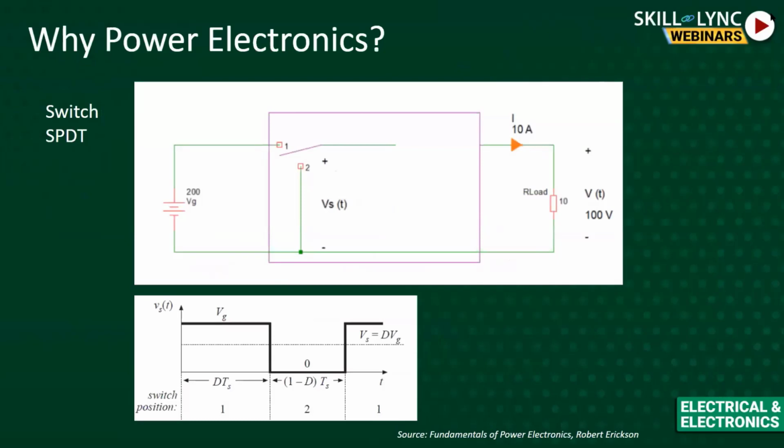So for example, you have a switch here. I'm using an SPDT switch, which is a single pole double throw switch. Say for example the switch is at position 1 now, so you will get the same input as output.